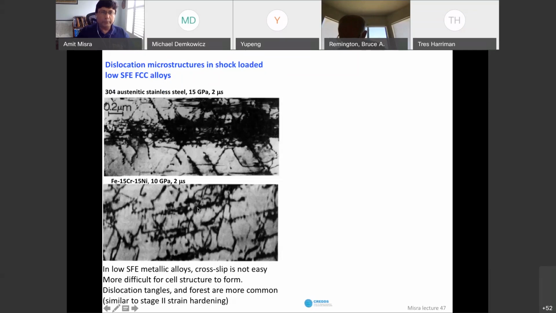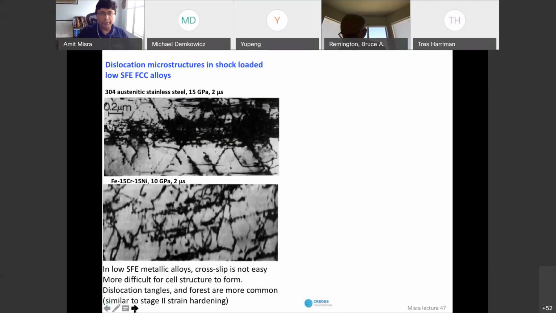In this case, you're not seeing the cell structure form. So it is still showing the tangles. You see all these dislocation tangles. So this is showing something similar to the stage 2 strain hardening. You can appreciate the difference between the dislocation structures that form at higher strain rates depending on what the material properties are.